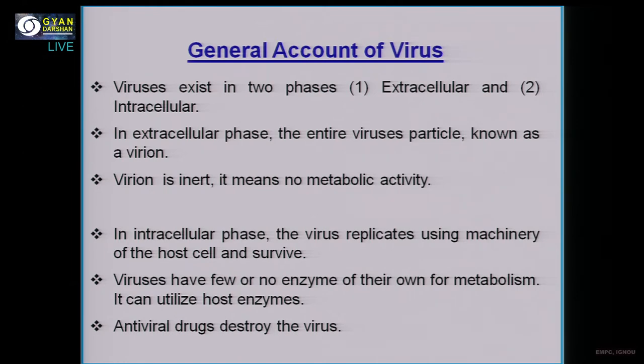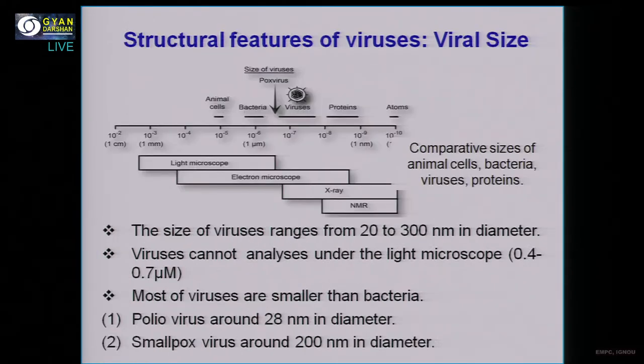Viruses have few or no enzymes. There are only two, three, or four enzymes involved in viruses, such as the reverse transcriptase enzyme and replicase enzymes. These enzymes are very important for the replication of viruses. Antiviral drugs destroy the virus. A number of antiviral drugs are able to destroy it, and a number of scientists are able to discover antiviral drugs.